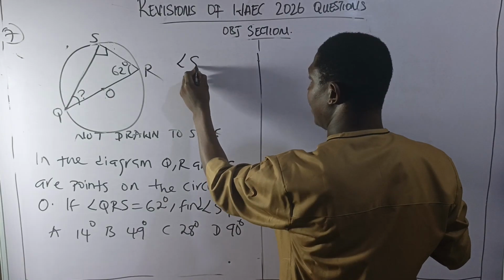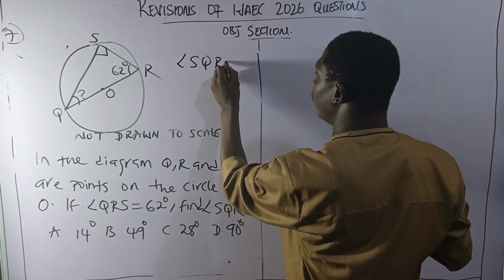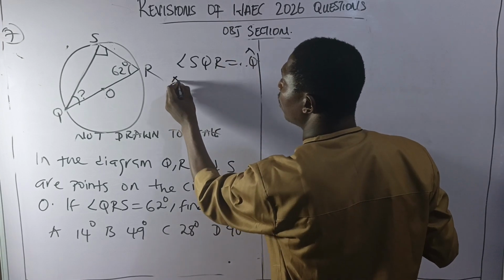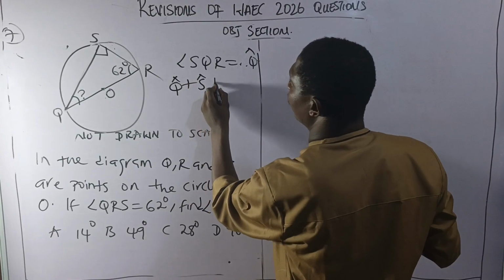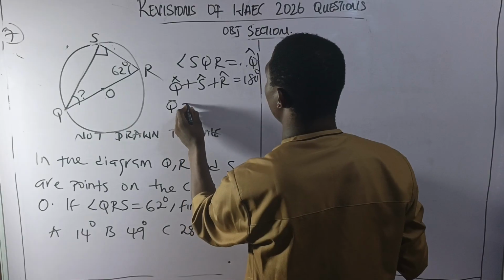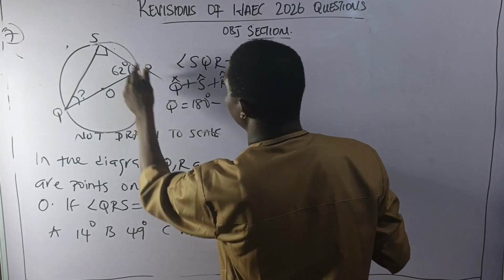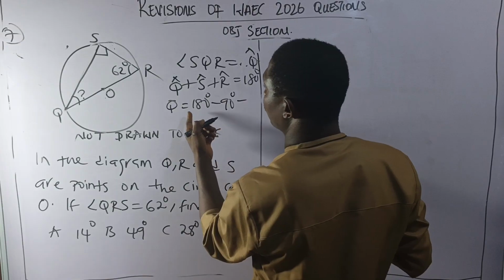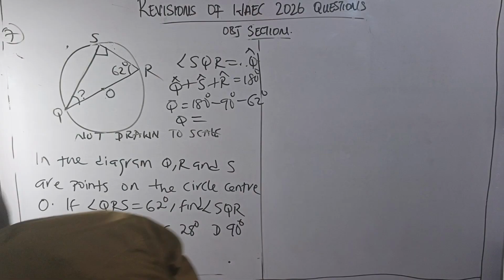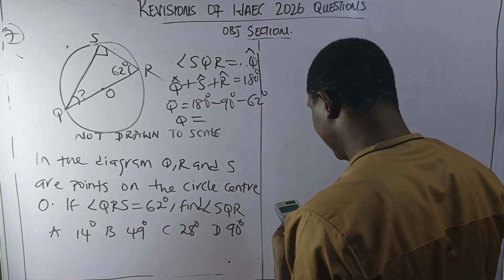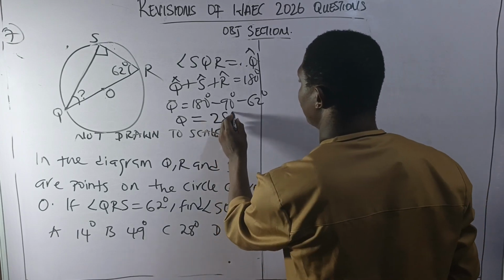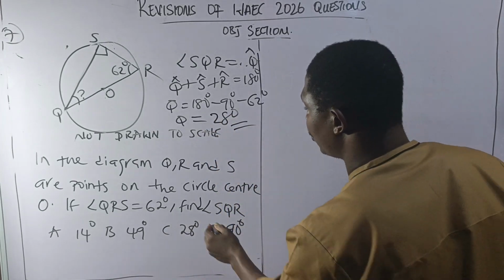So my angle SQR, which is angle Q, we simply have angle Q plus angle S plus angle R equals 180 degrees, sum of angles in a triangle. And my angle Q equals 180 degrees minus S, which is 90 degrees, minus R, which is 62 degrees. So my Q will be equal to 180 minus 90 minus 62, which gives me 28 degrees. Yes, which is my option C.